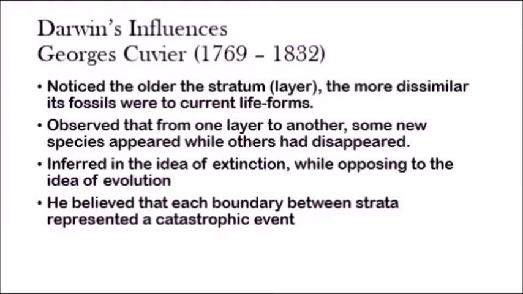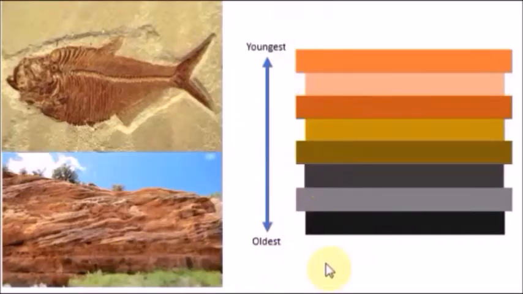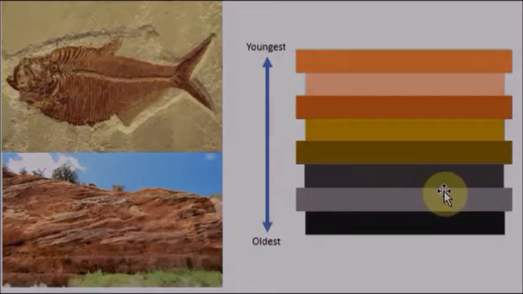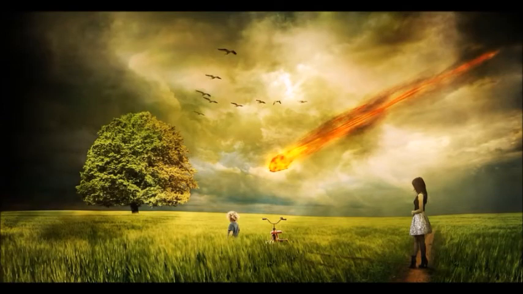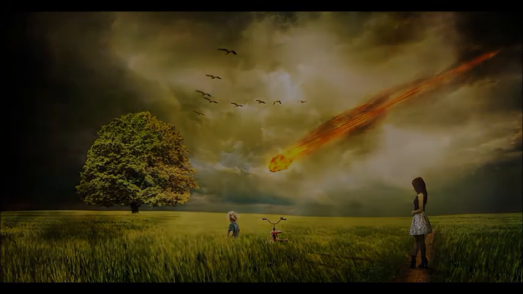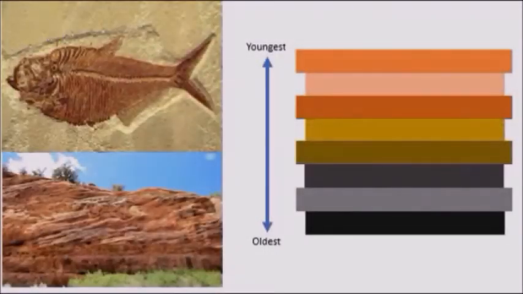Okay, and he believed that each boundary between strata represented a catastrophic event. So he believed that, let's say for this diagram here, this would be a catastrophic event, this boundary here, and this would be a catastrophic event, and this would be a catastrophic event. A catastrophic event, that would be like a flood or an earthquake or a hurricane, something like that, that would wipe out some of the organisms. And now this was wrong, but this definitely influenced Darwin.